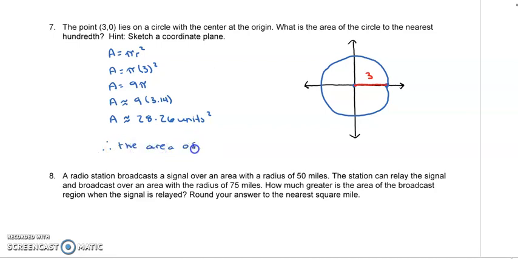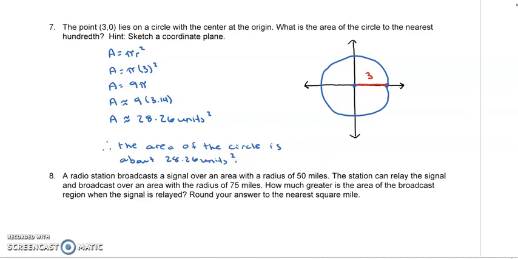And I can enter in a sentence: therefore, the area of the circle is about 28.26 units squared. And I'm using that word about because remember it was an approximation because we used the 3.14.